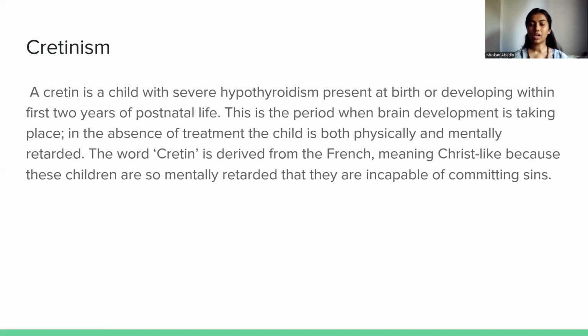So what is a cretin? He is a child who has severe hypothyroidism present at birth or during the first 2 years of postnatal life. This is the period when brain development is happening. So if in this period the thyroid hormone is not working properly, then the child can have physical and mental challenges and can become retarded. The word cretin is derived from French, in which the meaning is Christ-like, because these children are very much retarded and incapable of doing anything wrong. This is the belief.